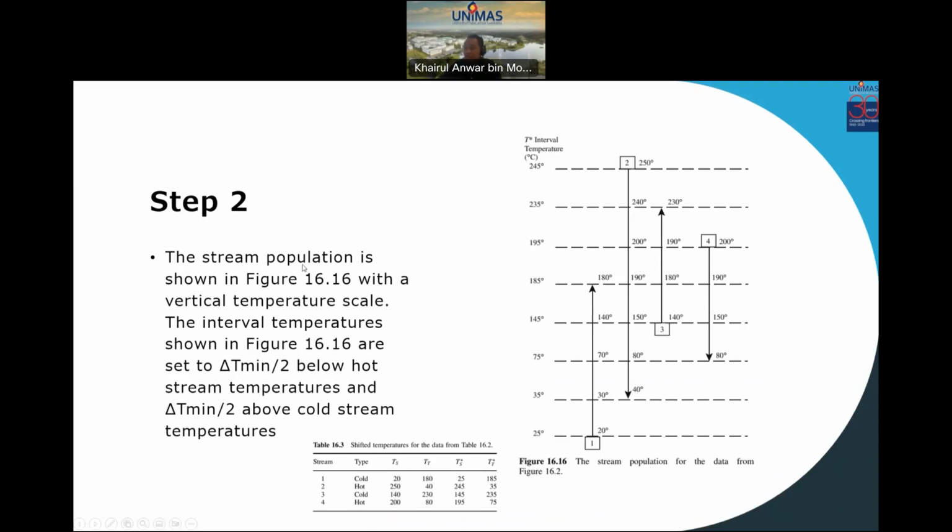The second step is the stream population in figure 16.16 with a vertical temperature scale. The temperature on the y-axis here is T star, which is the interval temperature. You already shifted it, so shifted temperatures have an asterisk. The interval temperatures shown in figure 16.16 are set to delta T min over 2 below hot stream temperature and delta T min over 2 above cold stream temperature.